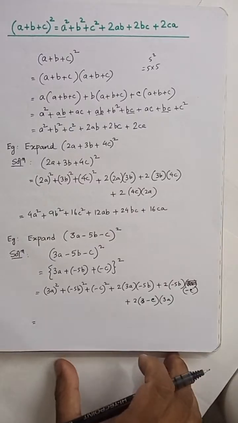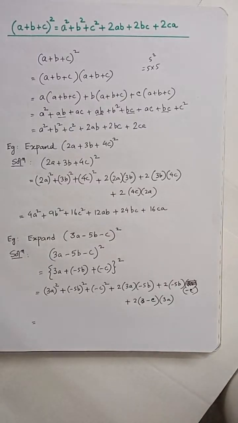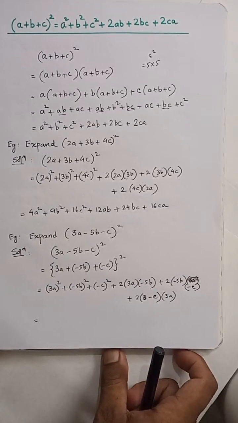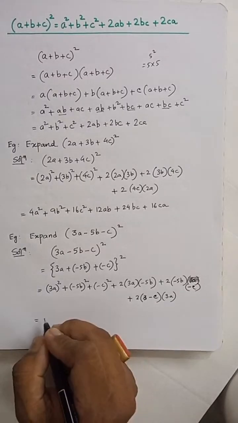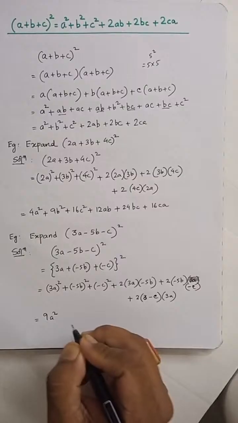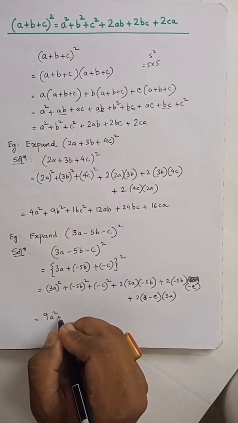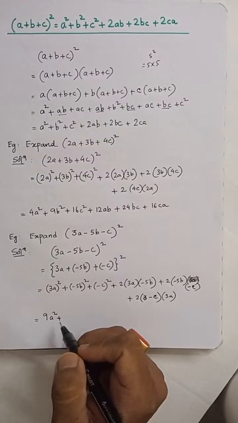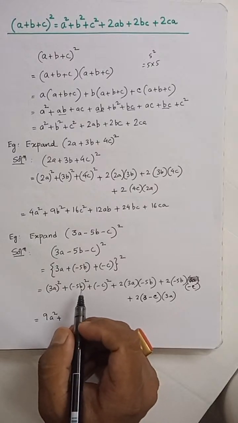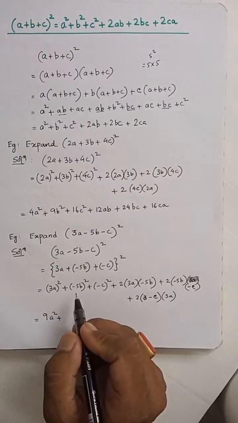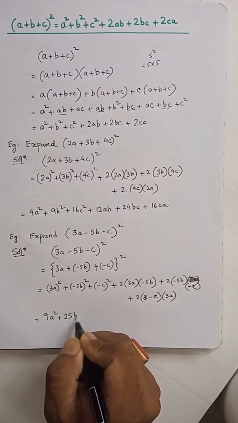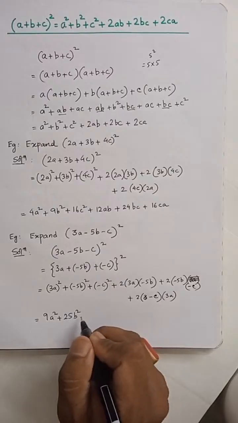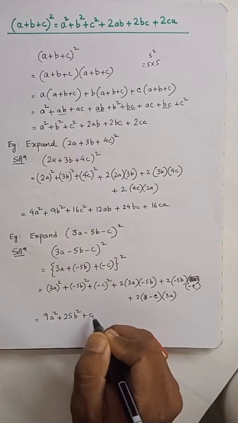So 3a whole square, is it visible? Let me just check. Yes, this is very visible. Let me adjust my notebook. Okay, fine. So 3a whole square is how much? 9a square. I am writing positive because the square of any negative term is also positive. So if it is minus 5b whole square, this will be 25b square. Similarly, negative c whole square becomes c square.